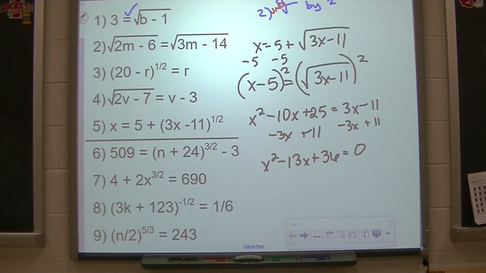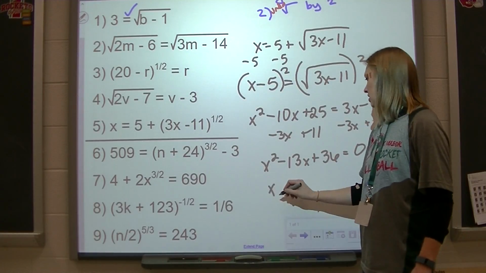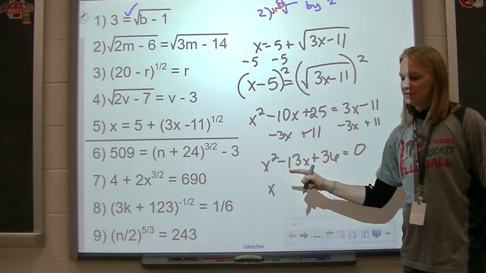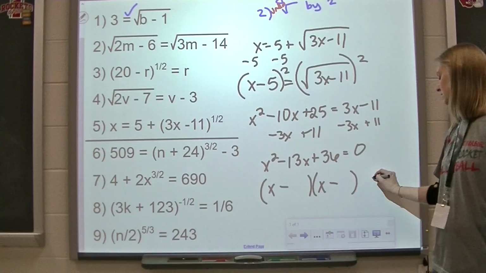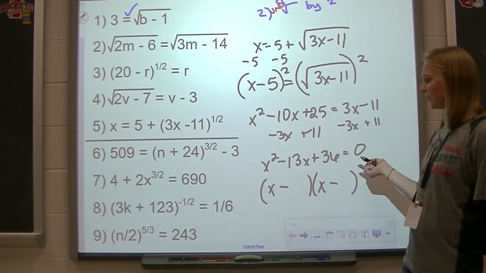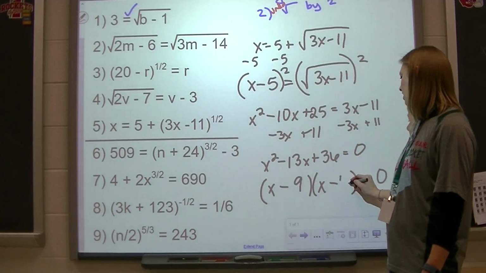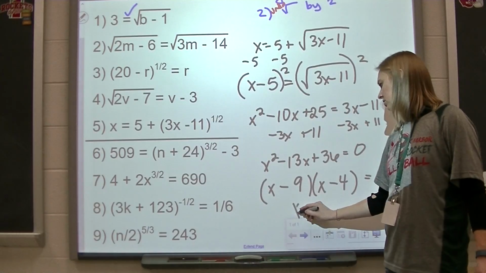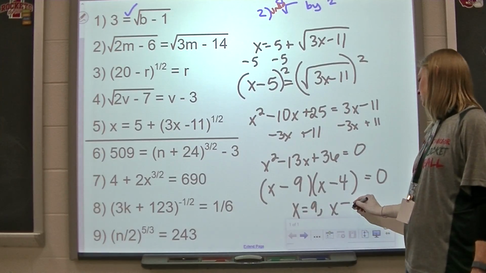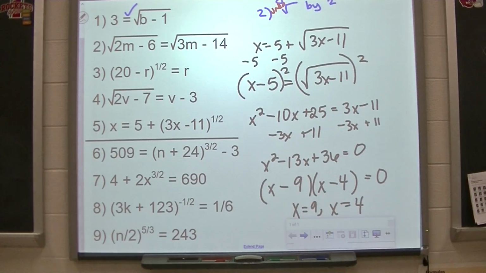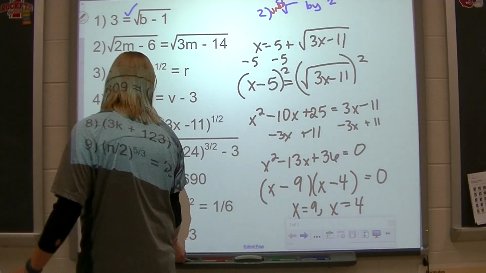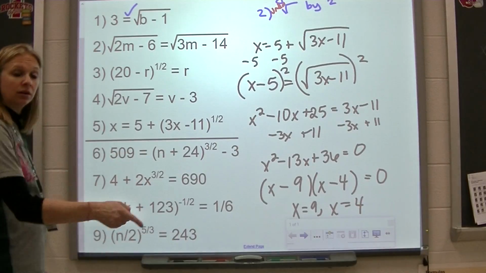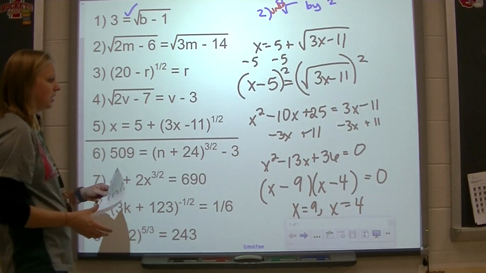Again, we can solve it by factoring. So I'm going to factor it out. It's positive c and a negative b, so my signs are going to be negative, or x minus. And factors of 36 that add to 13 are 9 and 4. So my solutions are x equals 9 and x equals 4. Again, let's check them. And I'm going to plug it into its original form, not with subtracting the 5.